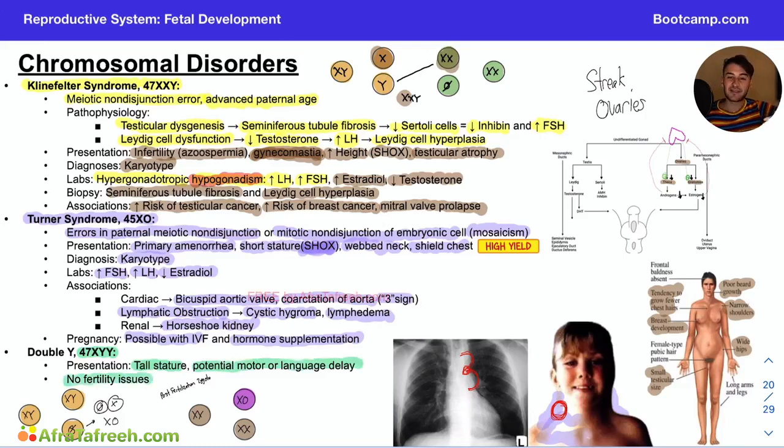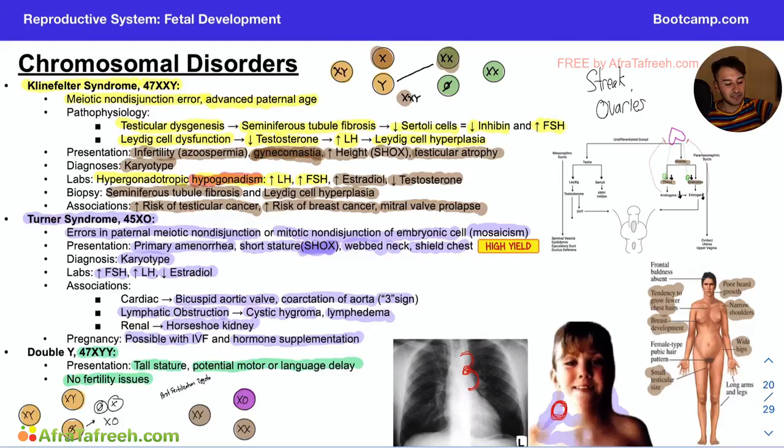So I kind of like to think of this as Klinefelters. They're going to be tall. They might have a little bit of a language or an intellectual delay. However, they're going to have no issue with fertility. So this is largely not going to have a lot of management. It just might be something that slips in on test day, but likely you're going to get asked about Klinefelters and Turners more often. So let's go ahead and do a high yield review.